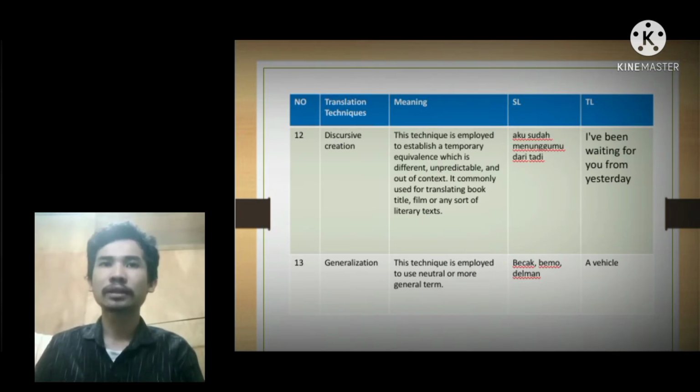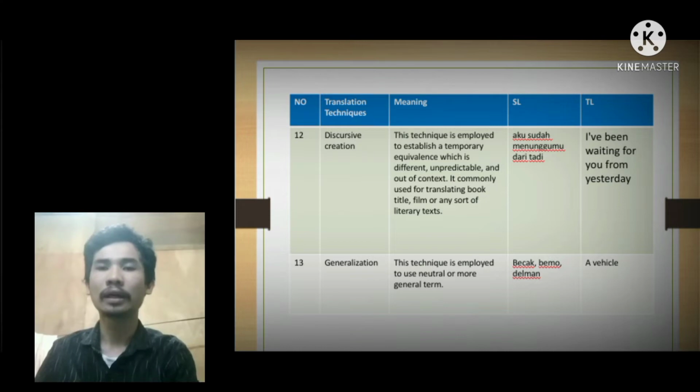And the next is discursive creation. This technique is employed to establish a temporary equivalent which is different, unpredictable, and out of context. It is commonly used for translating book titles, film titles, or any sort of literary text. And the example of source language is "aku sudah menunggumu dari tadi", and the target language is "I've been waiting for you from yesterday".